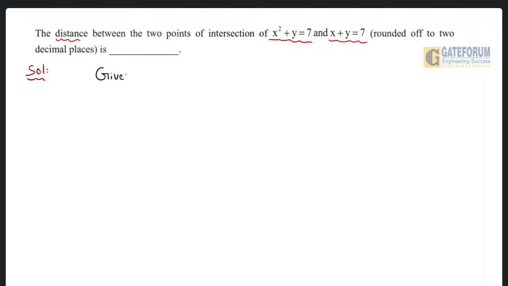Given curves are not required to write. The word curves not required. x square plus y is equal to 7. Let us denote this as 1. And x plus y is equal to 7. Just y coordinate is same.